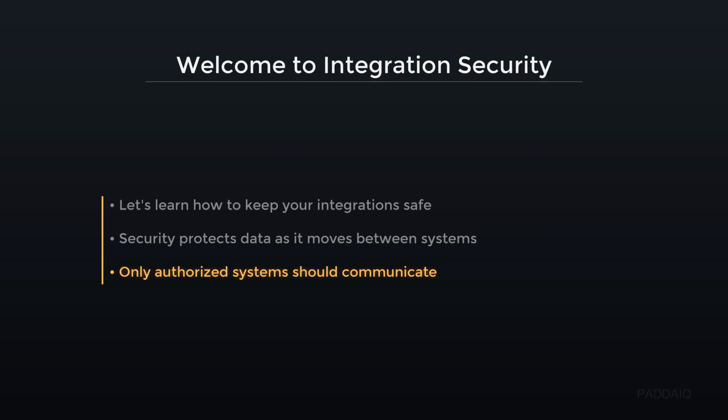Only authorized systems should communicate. This means we verify identities before allowing data exchange, like checking IDs at a secure facility. For example, only your approved payroll system should send salary data to your HR system, not any random software. This ensures that sensitive information remains protected and trusted.